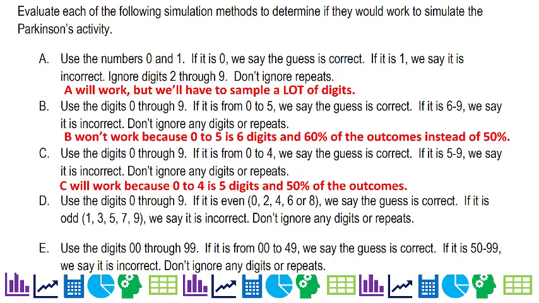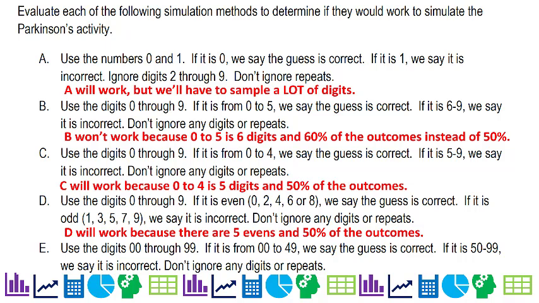All right, how about D? Use the digits 0 through 9. If it is even, 0, 2, 4, 6, or 8, we say the guess is correct. If it is odd, 1, 3, 5, 7, or 9, we say it's incorrect, and we don't ignore any digits or repeats. Believe it or not, this one works about as well, because there are 5 evens, and that's 50% of outcomes, and we're trying to match 50% on the probability of guessing it right.